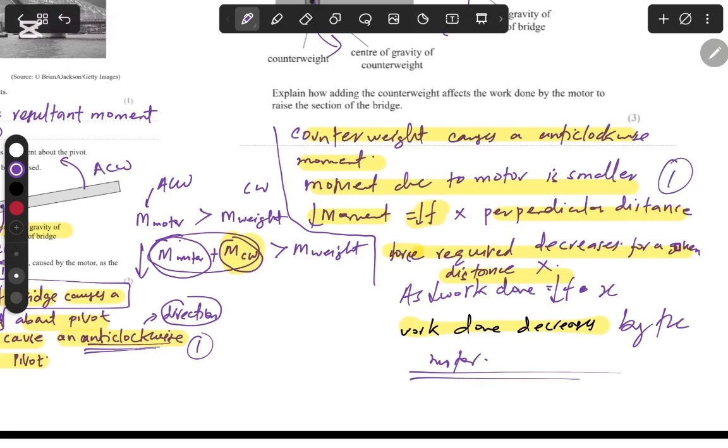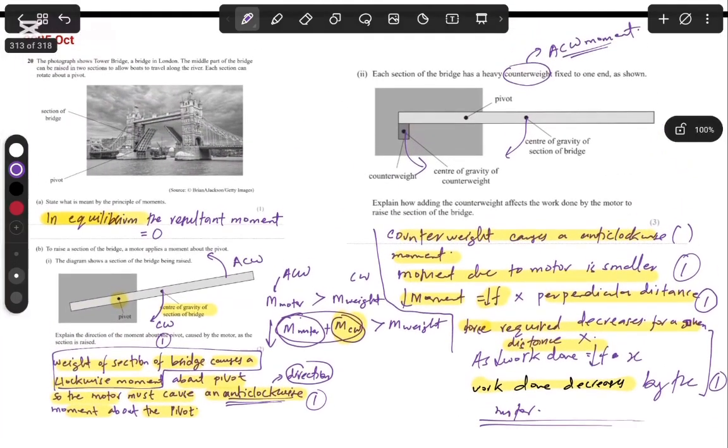So you get 1 mark for this, you get 1 mark for this, and then I think you get 1 mark for this as well. So these are going to be your mark distribution. You do not get a mark for mentioning this, but I still wrote it down because I think it's an important point. So yeah, that's the answer to this question. A little bit tricky. You have to connect the concepts of work done and then the moment, and you have to bring them together. So I hope this was clear.